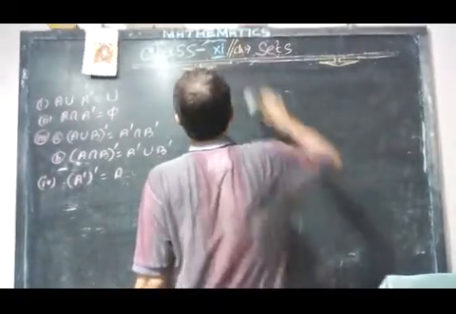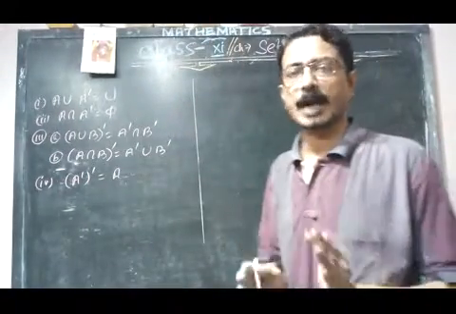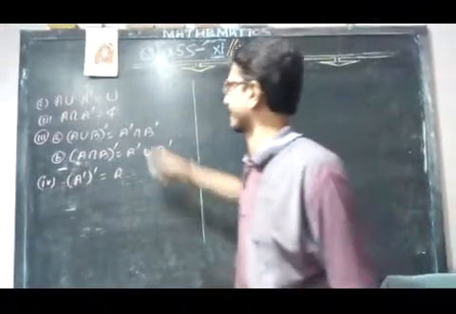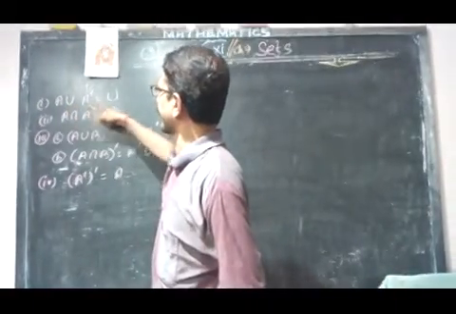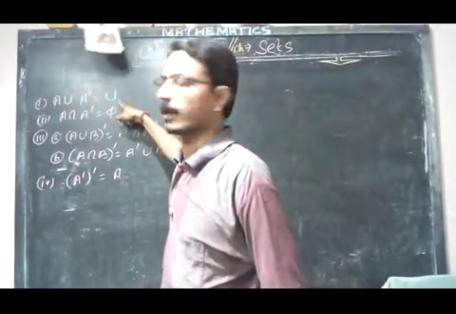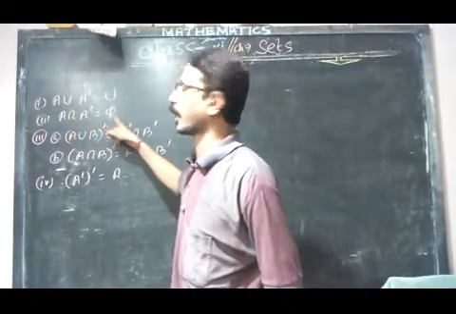Now I am going to discuss a few properties of the complement of a set. Number 1, A union A complement equals the universal set. A intersection A complement equals phi.